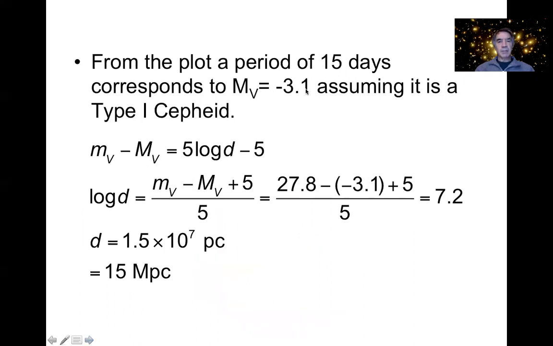So here you've got the intrinsic absolute magnitude. We're ignoring extinction, so you can just solve this equation for D, and that's all there is to it. So you can see here that with the parameters I gave you, you come out with about 15 megaparsecs, which indeed is the distance to the Virgo cluster of galaxies.